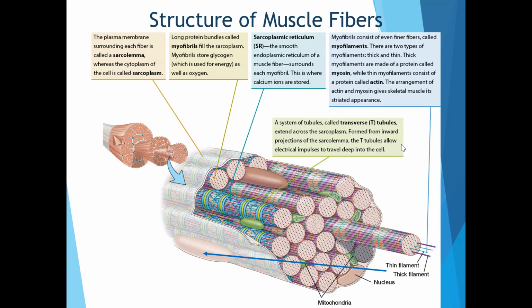Last piece in here is the T tubules, or the transverse tubules. And so they extend across the whole sarcoplasm and go farther into the cell. And so the purpose for them is to allow the electrical impulse to spread deeper into the cell versus having to go from the surface farther in.